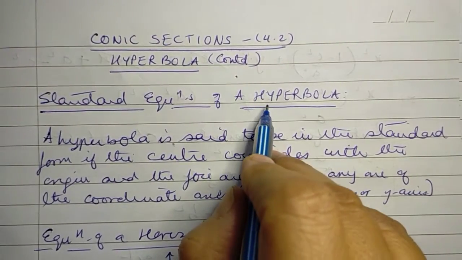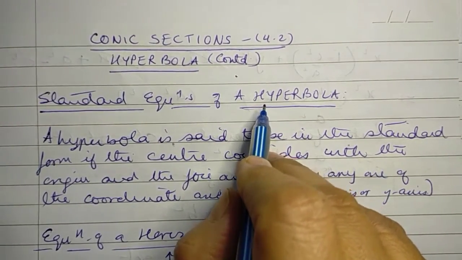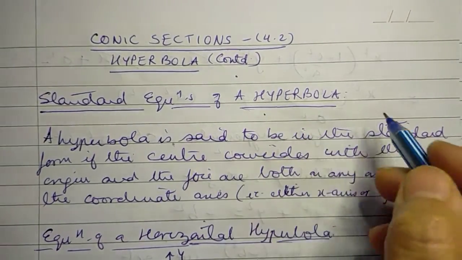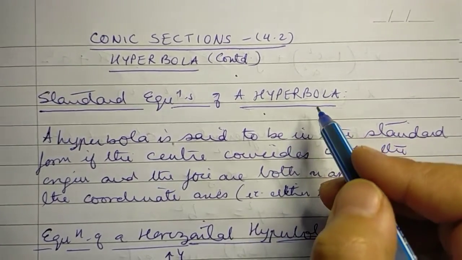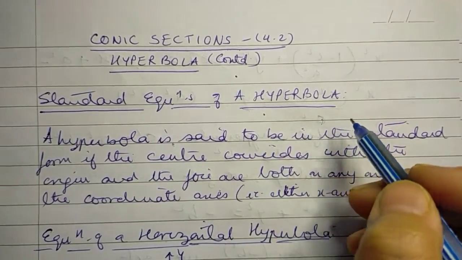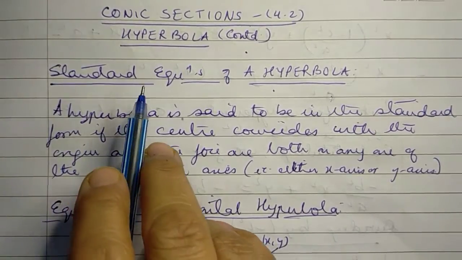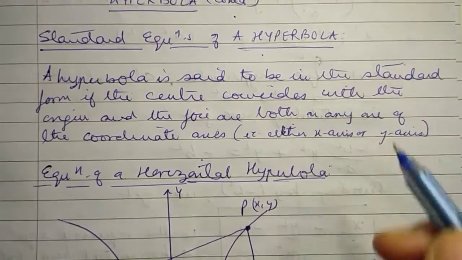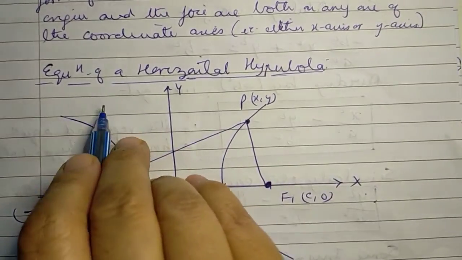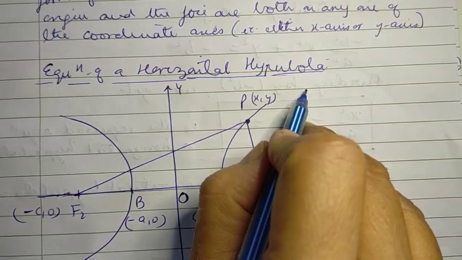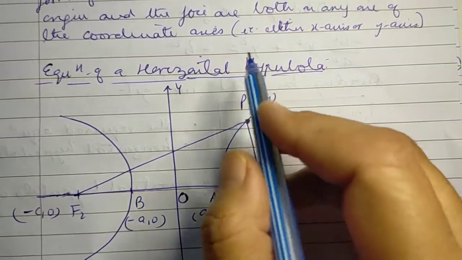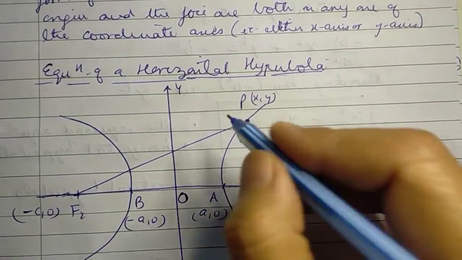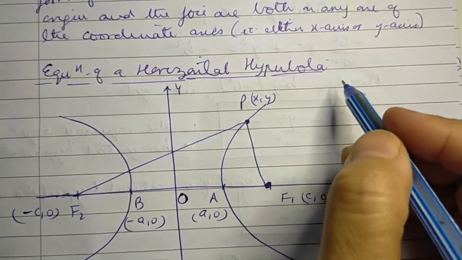First, where the foci lie on the x-axis is called the horizontal hyperbola, whereas the one in which the foci lie on the y-axis is called the vertical hyperbola. So today we are going to consider the standard equation of the hyperbola. Now let us take up the horizontal hyperbola. We'll find the equation of this hyperbola, and accordingly we will extend it to that of a vertical hyperbola.